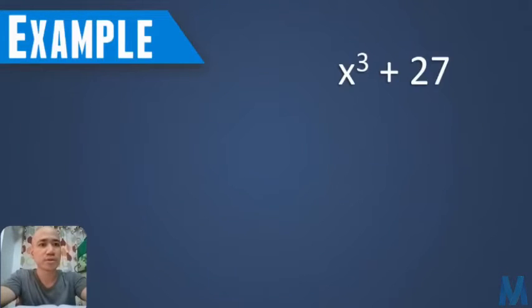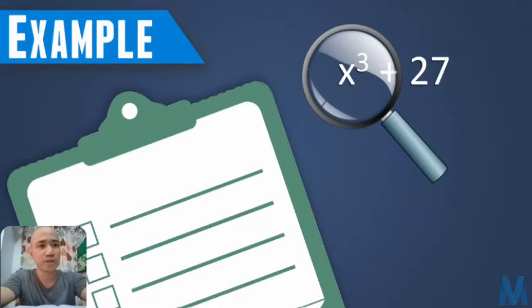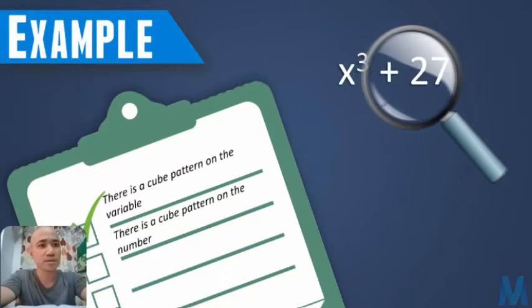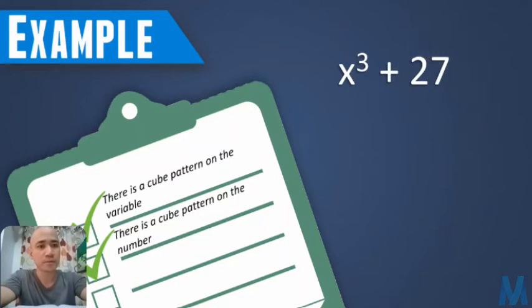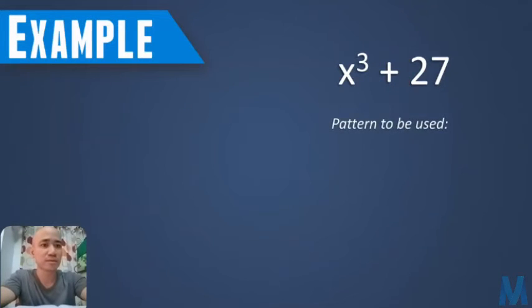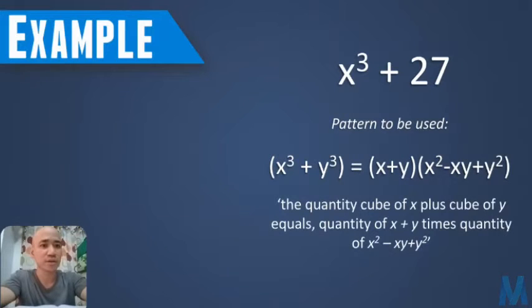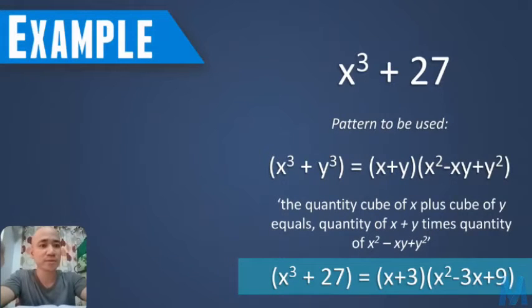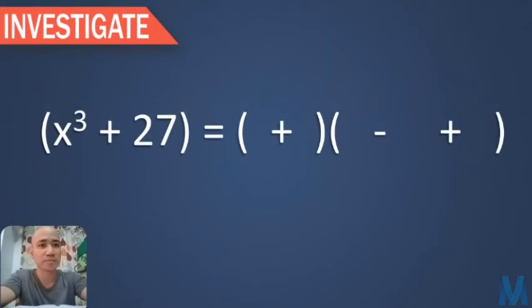Okay, yan. So example, we have x cubed plus 27. So this time ang first term natin is a variable and it's a cube, while the second term here is a cube number and it's the sum of two cubes. So gamitan natin sang pattern. Okay? So we have x plus 3 times quantity x squared minus 3x plus 9. So explain natin kung paano nakuha.